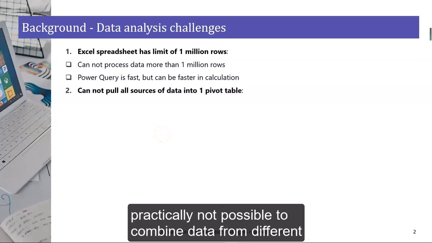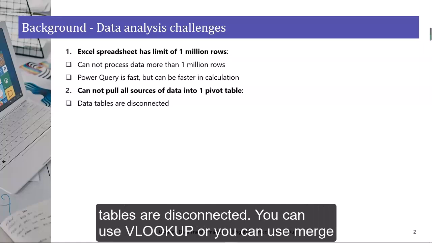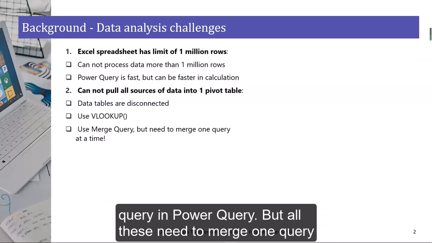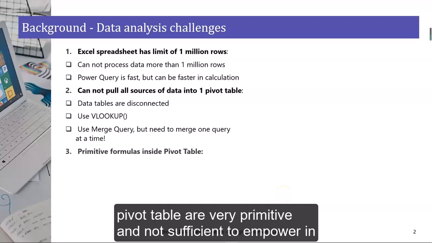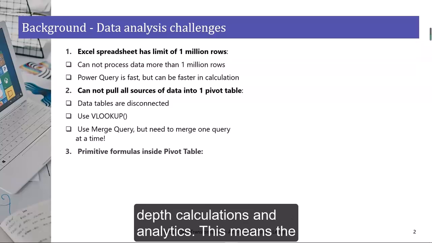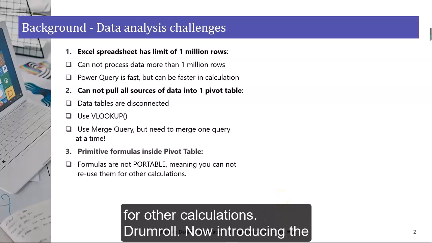Second, it is practically not possible to combine data from different sources in different formats into one table, because data tables are disconnected. You can use VLOOKUP, or you can use merge query in Power Query, but all these need to merge one query one by one at a time. Third, the calculation formulas with the pivot table are very primitive and not sufficient to empower in-depth calculations and analytics. This means the formulas are not portable, meaning you cannot reuse them for other calculations.